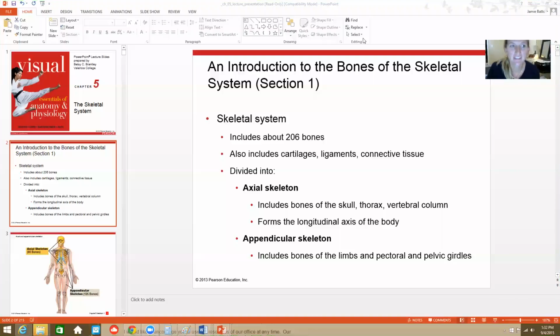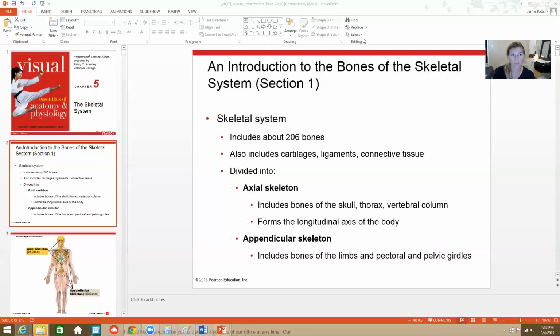Hi class, we're going to dive into chapter 5, the skeletal system, with this little lecture. And I'm going to warn you that pretty much from here on, the content is really intense. And there's a lot. If you were overwhelmed in chapter 4 and chapter 3, hold on to your seat, because from here on it really steps up even more so than it has been.